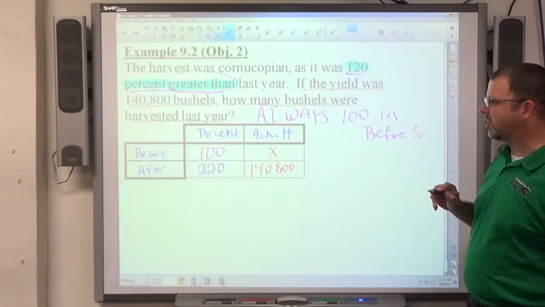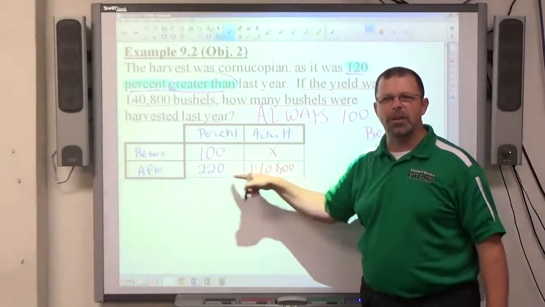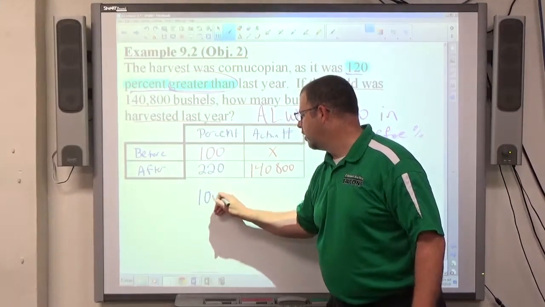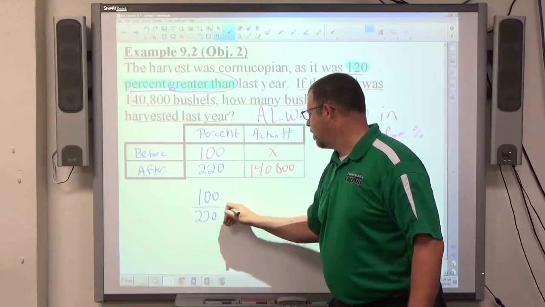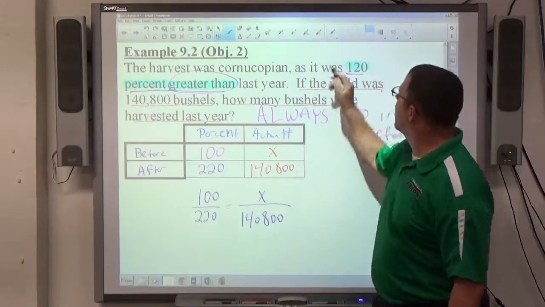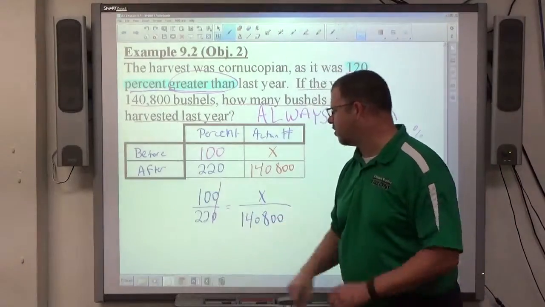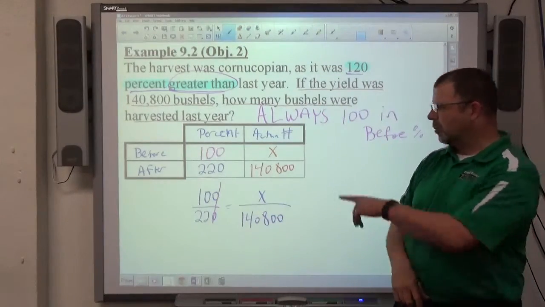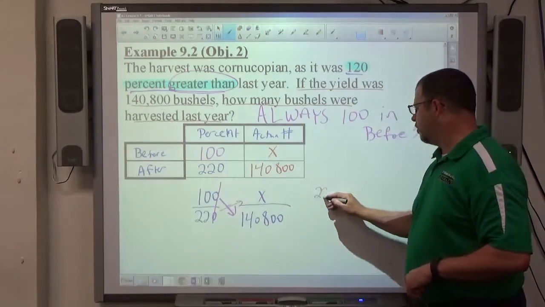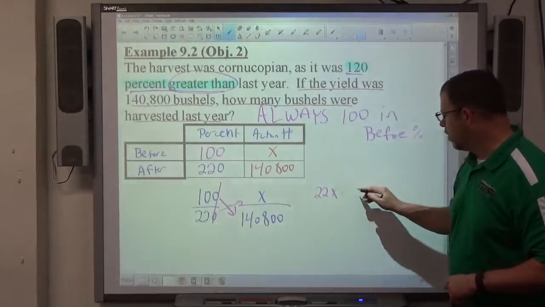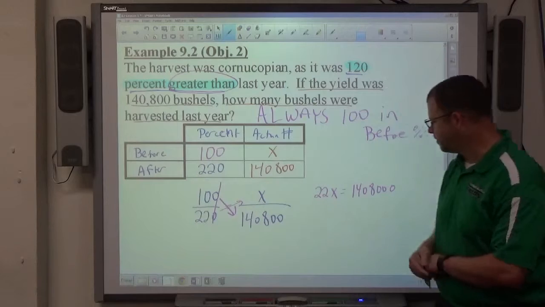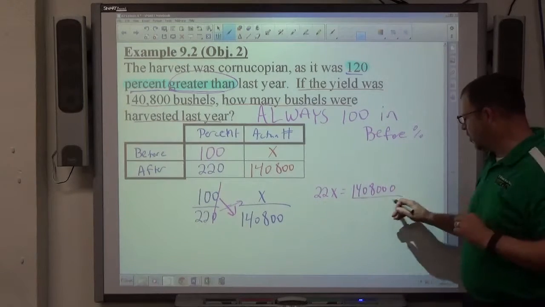Once again, it just creates a nice little proportion. This time the scale factor won't be as easy to figure out, right? So I'd probably go with just the proportion. So 100 over 220 equals X over 140,800. Once again, for me, I like ending zeros to go away, so maybe I'll cross those zeros off. Multiplying by 10 is easy enough, so I'm just going to go ahead and multiply, so I get 22X for the one diagonal equals 140,800. Add a 0 for multiplication by 10. Divide both sides by 22.